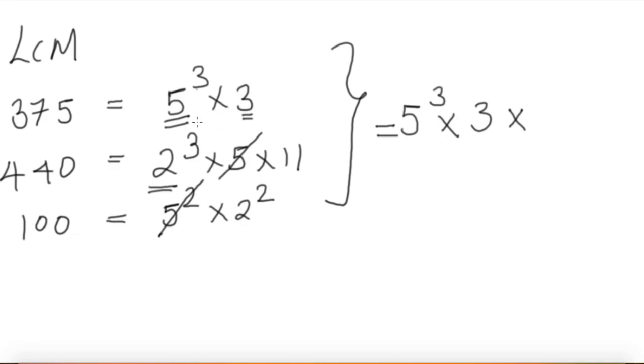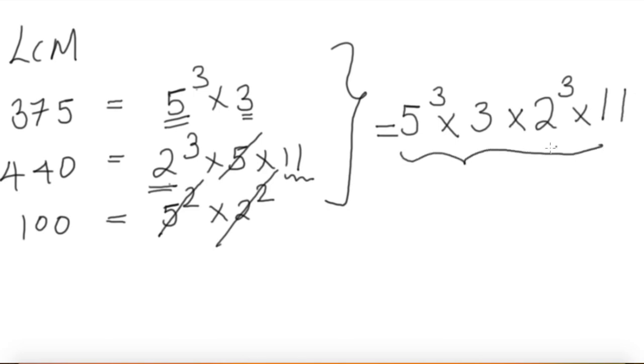Does any number have 2 in it? No, the first one doesn't have. The second has. The third one has 2 square. Ignore it. Why? Because I need the higher power. It doesn't matter if the first number, 375, did not have a 2 raised to any power. So I'll pick up 2 cube into. Now I'm left with 11 here, and none of the numbers has 11, but I will still pick up 11 as the number, and this becomes my LCM. This is the easiest technique to find the number.